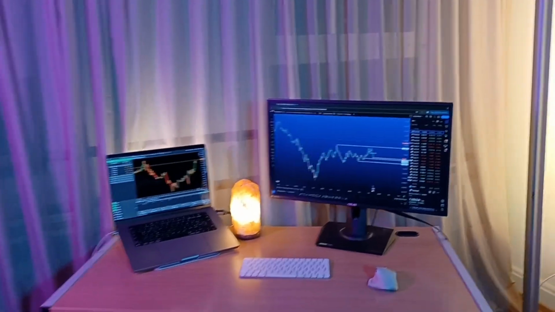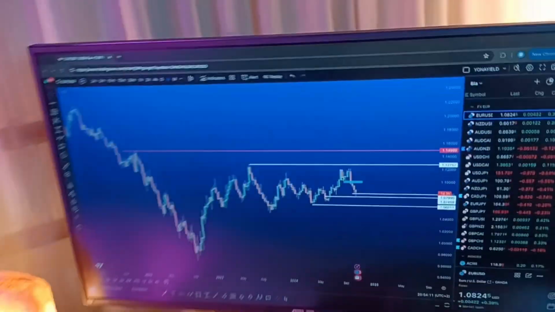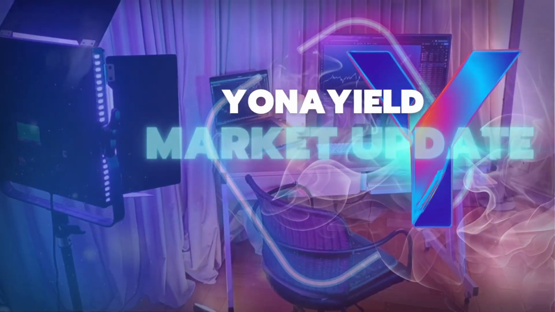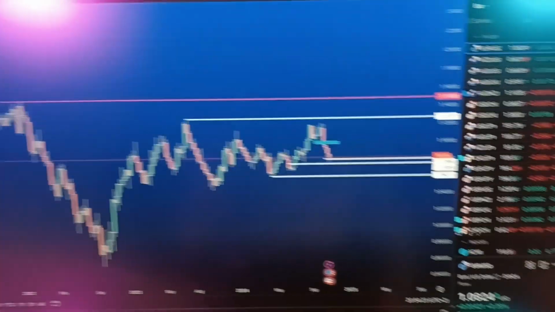Alright guys, quick update. We want to look at the markets, so let's do it together. And here we are at my desk, so let's have a look. Very interesting point in time. This is why I'm making this update.